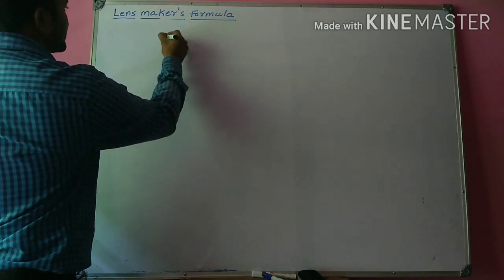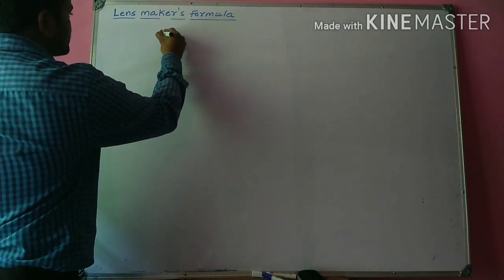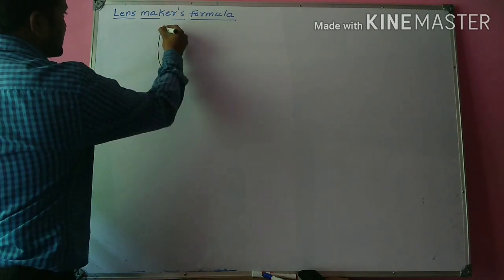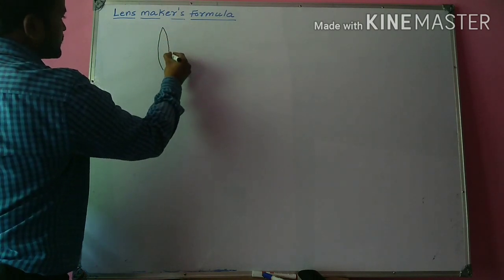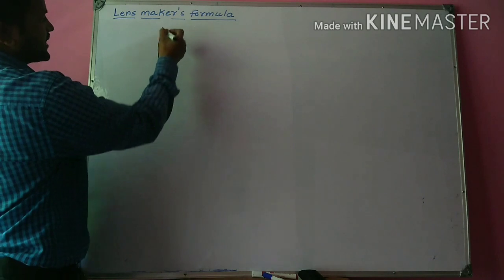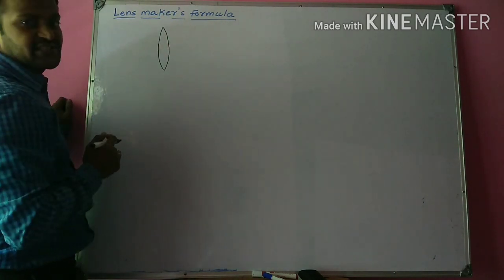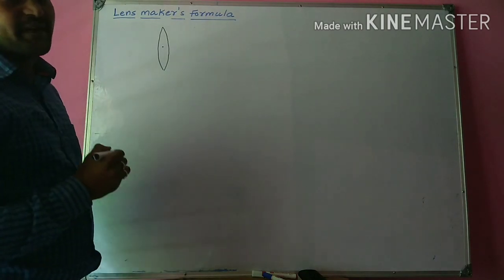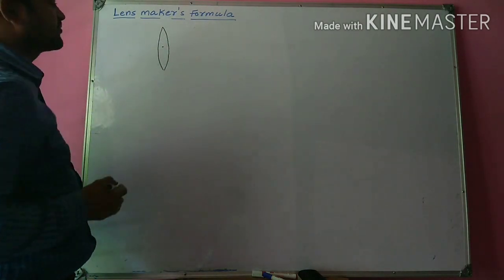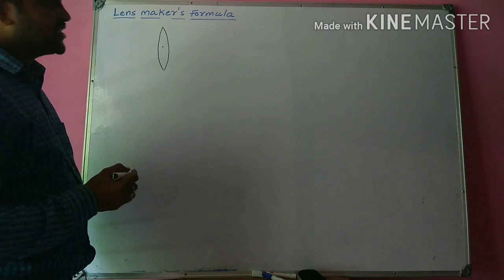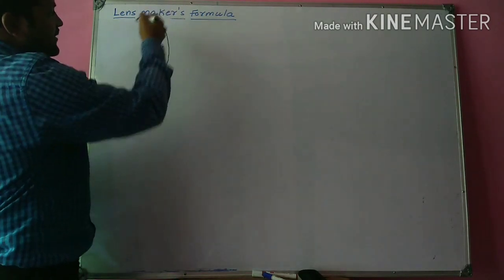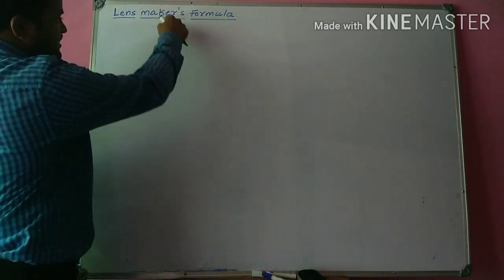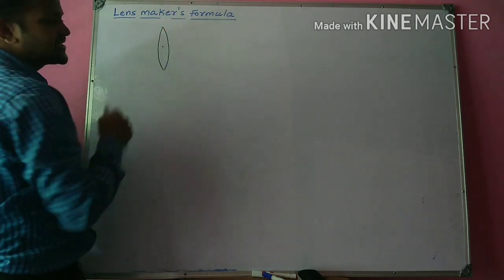Now let us consider a convex lens. This is the convex lens. It is thicker at the middle, thinner at the edges. The geometric center of the lens is called the optic center. This is the geometric center of the lens, that is the optic center. In this convex lens, we have two spherical surfaces. This is one spherical surface, this is another spherical surface.